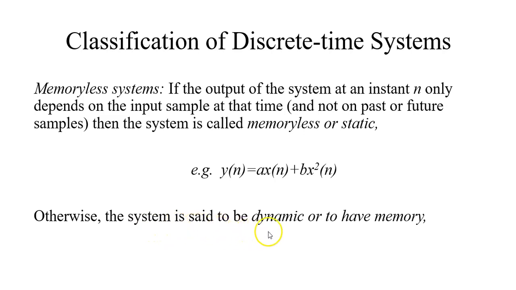Otherwise, the system is said to be dynamic or to have memory. If we have n minus 1 or n minus 2, it means this system is not a memoryless system. It is dynamic or has memory. For example, in this system, as you see, n minus 2 means the system is shifted and depends on a previous past value, or if it is plus, it is based on a future value, and it will not be a memoryless system. It will be a dynamic or memory system.